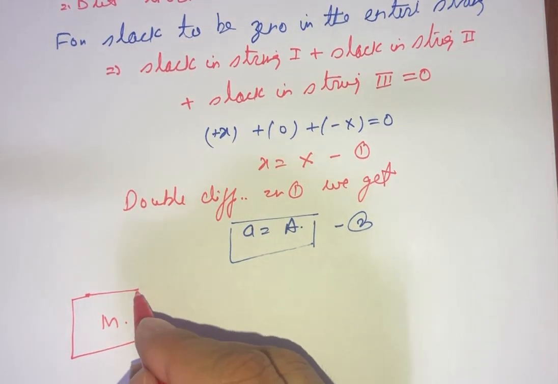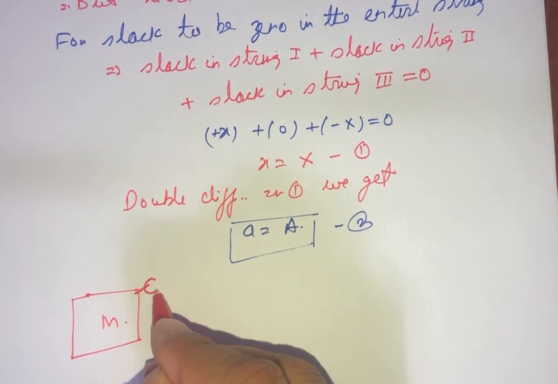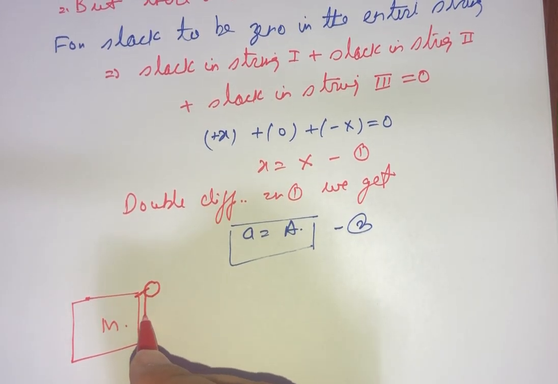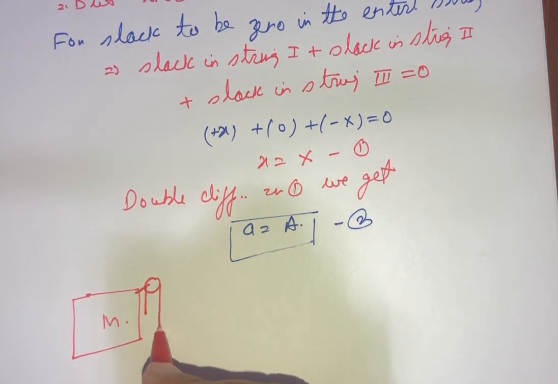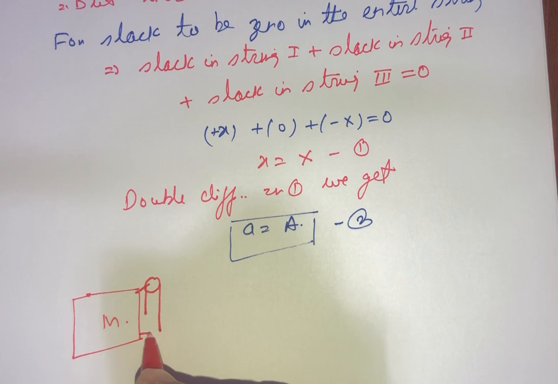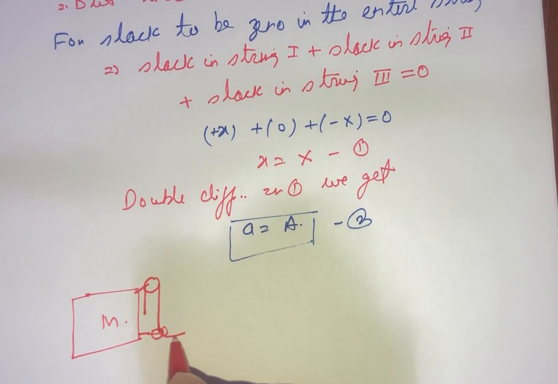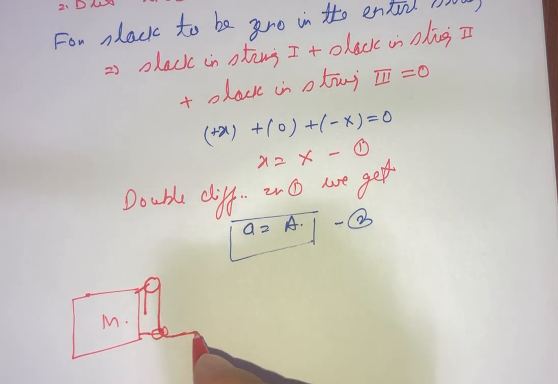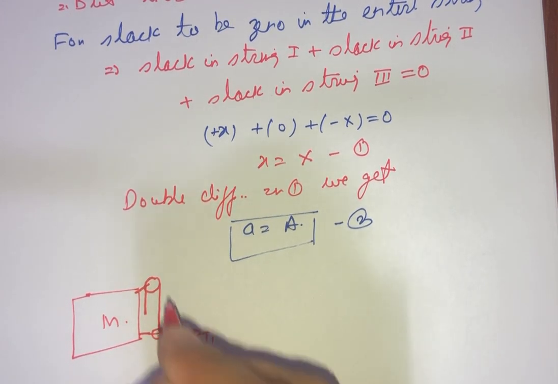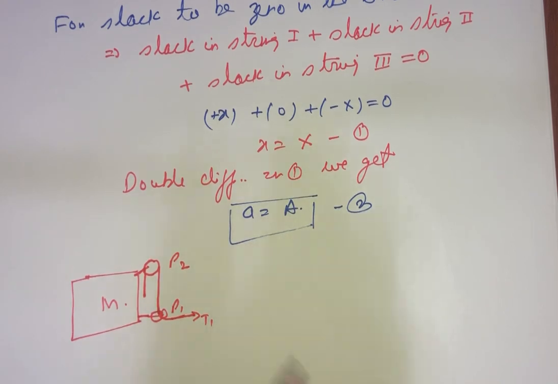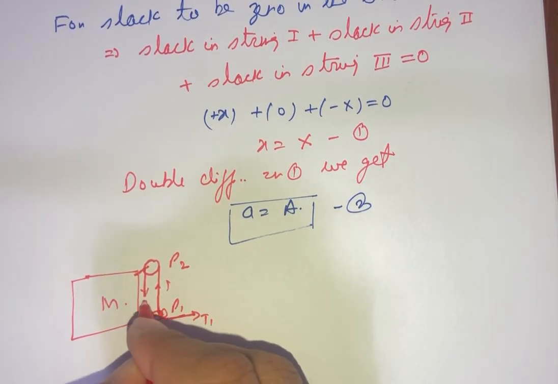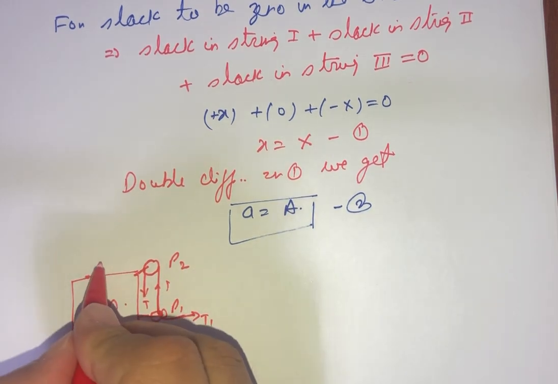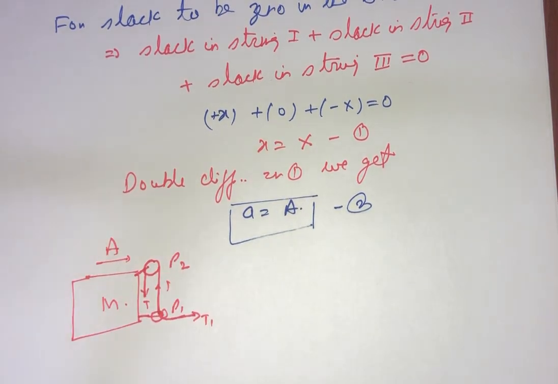So it's a pulley, and there is string in the downward direction here, and there is string connected here, and it goes like this through the pulley in this direction. This is T1, this is P1, P2, and we have tension T, and we are seeing that it is moving in this direction with acceleration A.